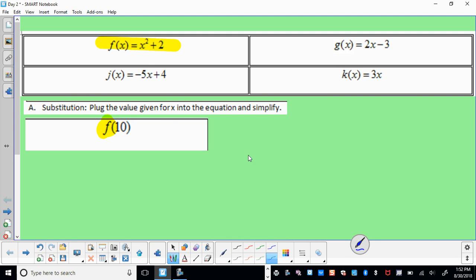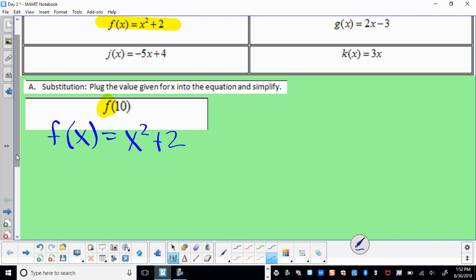Okay? Here's how we do this. F of x equals x squared plus 2. Write this down. Eventually, you guys will get to a part where you can probably skip steps, but for now, I want you to just follow along with what I'm doing.